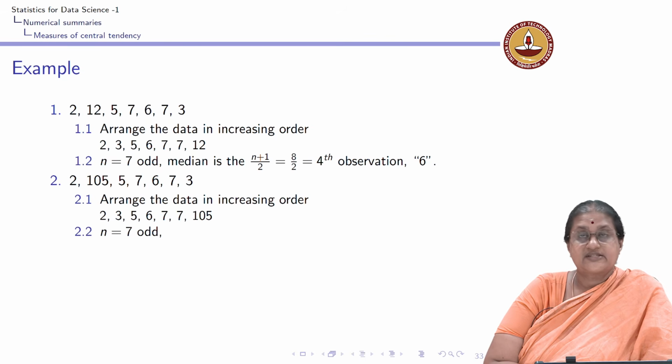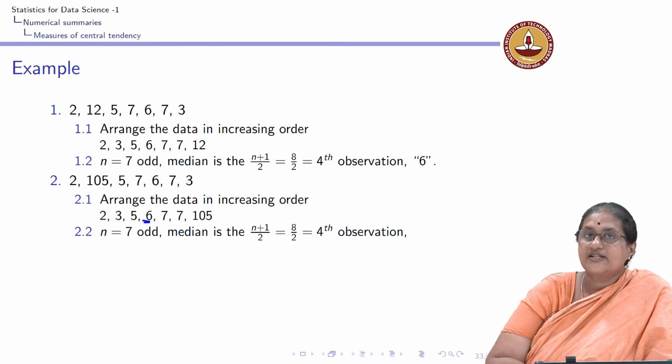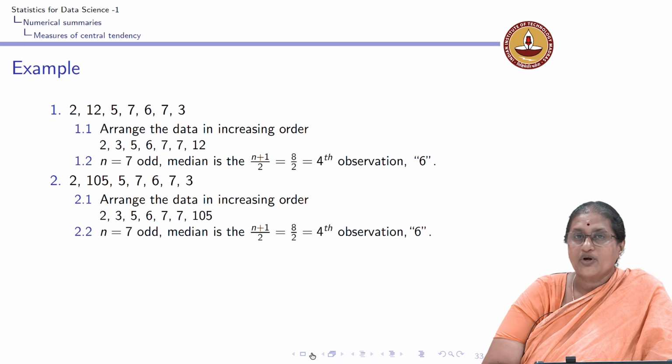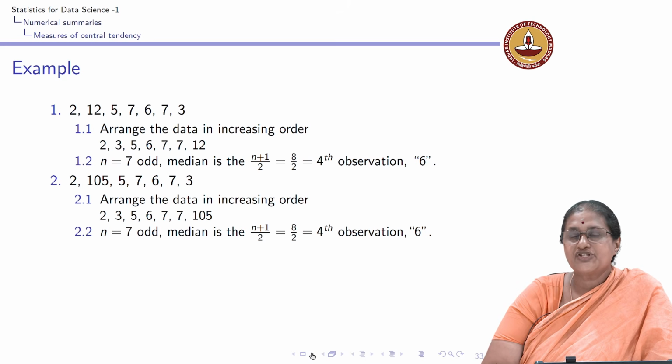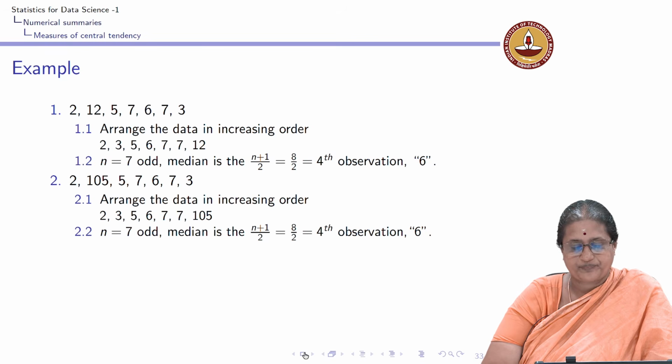The number of data points is 7, which is again odd. The median is again the fourth observation, which is again 6. It doesn't change. So what you can immediately notice here is that while the mean was very different for these two data sets, the median is the same for both, even though they differ drastically in an outlier. So the median is not very sensitive to outliers the way the mean was.